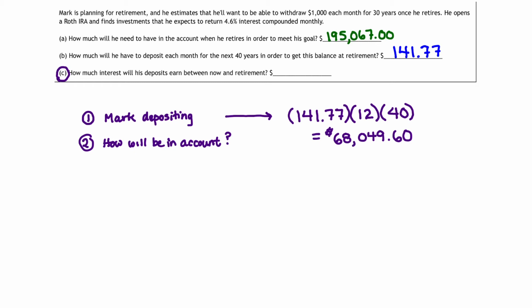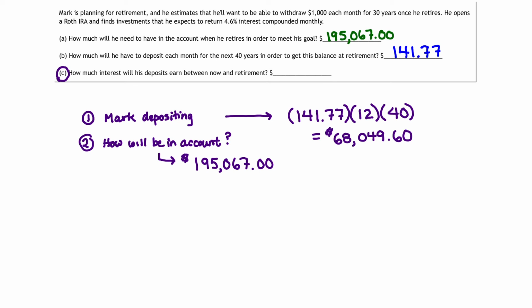Now, how much is going to be in his account after these 40 years? Well, that's the amount from part A, isn't it? That was the goal that he was achieving. So after 40 years, he's expecting $195,067. I get that wrong every single time I say that. So $195,067. That's how much will be in his account.